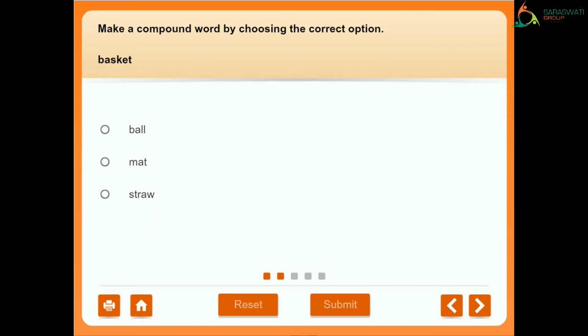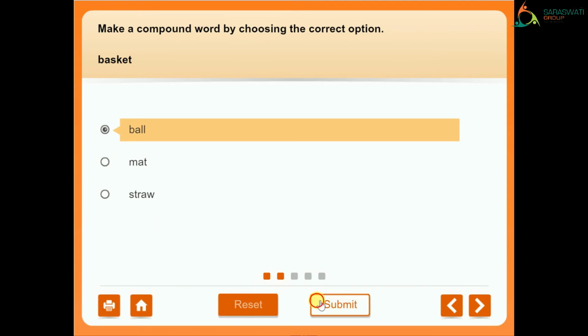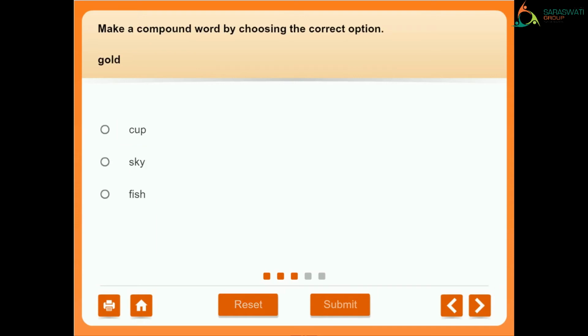Basket, straw? No. Basket, mat? No. Let me guess on this word. Basketball? Yes. The two words can combine and make a new word, that is basketball. Let us go to the next screen and find out.